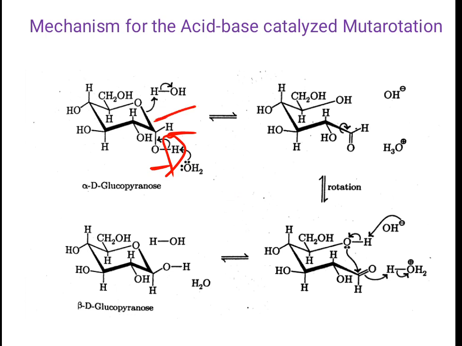After the bond is broken, this oxygen is taking a proton from the water. Try to understand this. Then the bond is being rotated, this ketone group is going up, and this OH group is going down. Then again this oxygen is giving its lone pair here, attacking the carbonyl group, and you are getting beta D glucopyranose. Do all these reactions, draw them all, and try to understand.